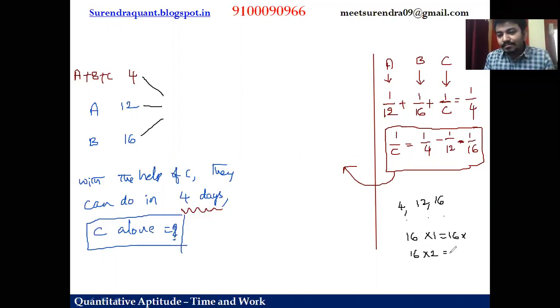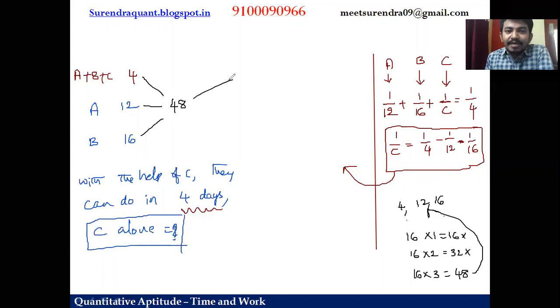16 twos are 32. Again check, is 32 present in the 4 table, 12 table, 16 table? 32 is present in the 4 and 16 tables, but not in the 12 table. Let us go for the third multiple of the bigger number. The third multiple is 48. Is 48 present in all 3 tables? Yes. So that becomes the LCM. That is how I try to take the LCM right from the beginning, guys.